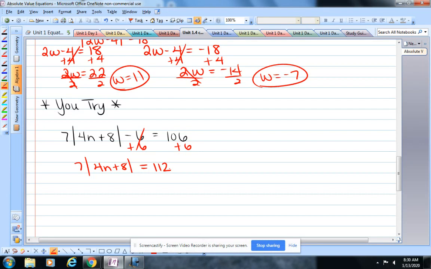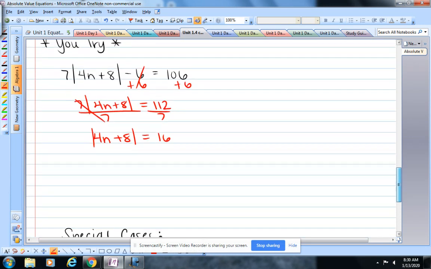So, what do we do? It's 7 times the absolute value, so we get rid of it by dividing by 7 on both sides. Can somebody tell me what 112 divided by 7 is? Yeah, so absolute value 4n plus 8 equals 16. So now do we have the absolute value bars by themselves? Yes. So now what can we do?